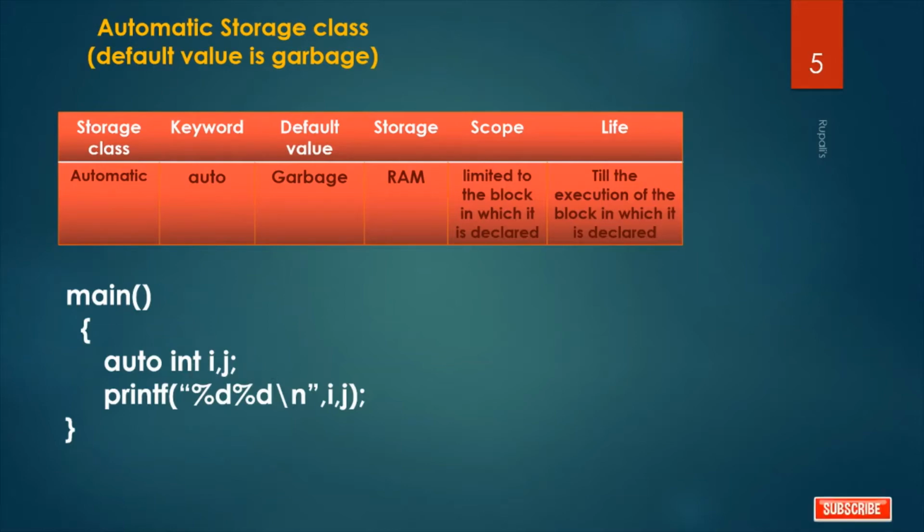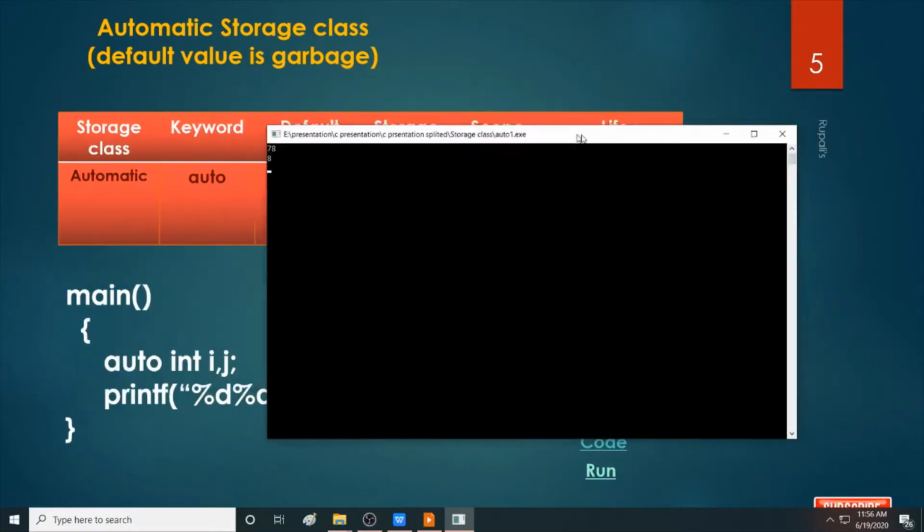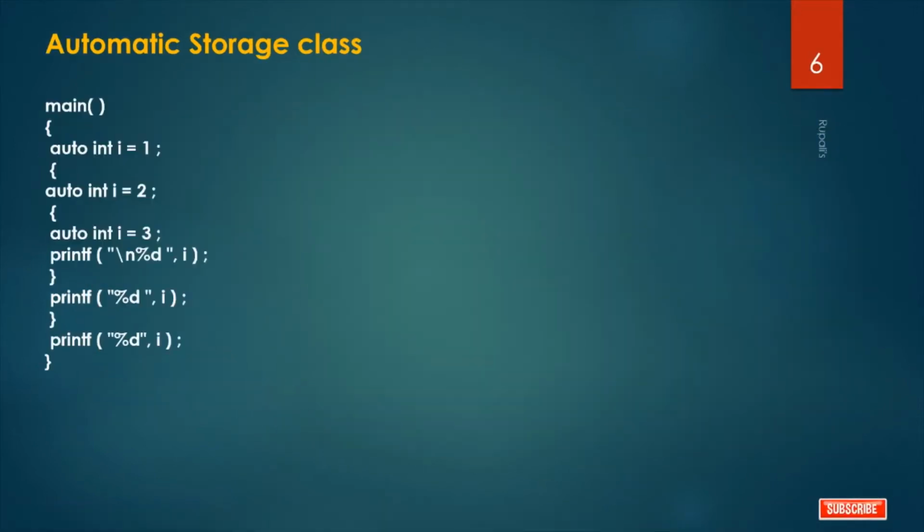When you run this program, you may get different values since garbage values could be absolutely any values. So always make it a point that you initialize the automatic variables properly. Otherwise, you are likely to get unexpected results. Also note that the keyword for this storage class is auto, not automatic. So see, when we run the program, it is a garbage value.